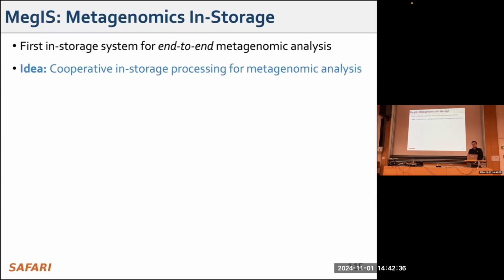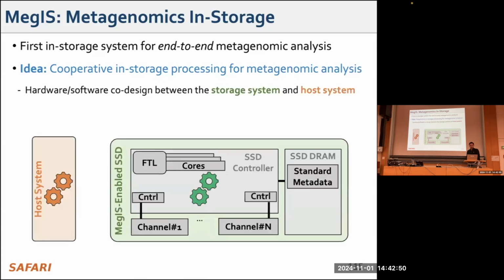The idea is somewhat similar to GenStore, but of course there are differences so that we can fit the application well. Essentially, we want to cooperate the in-storage processing for metagenomics between the SSD and the host system. Because you don't necessarily always use the SSD to do all the computation, you can rely on the host system, maybe your CPU, to do some of the computations. And if you create a nice communication between these two systems, the host system and the SSD, maybe you can still accelerate the entire application.